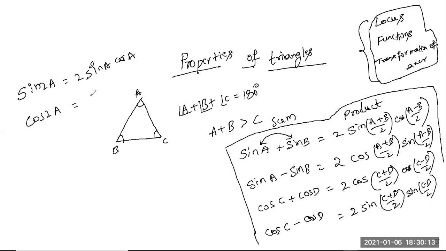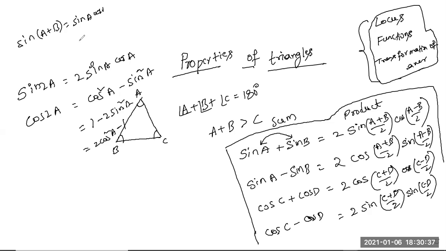Cos 2a can be written as cos square a minus sin square a, or 1 minus 2 sin square a, or 2 cos square a minus 1. How did you get these things? Because we know sin (a plus b) is sin a cos b plus cos a sin b. Similarly, cos (a plus b) is equal to cos a cos b minus sin a sin b.